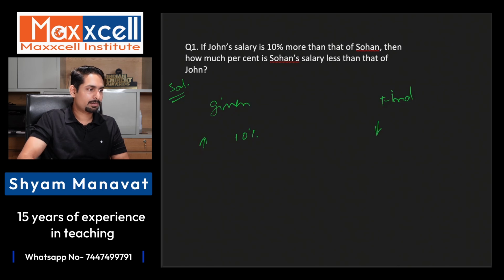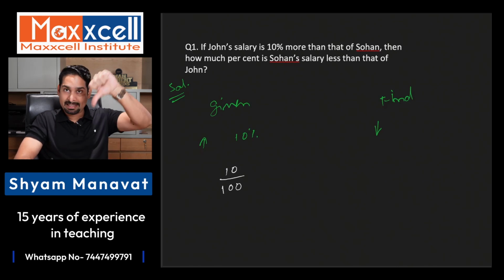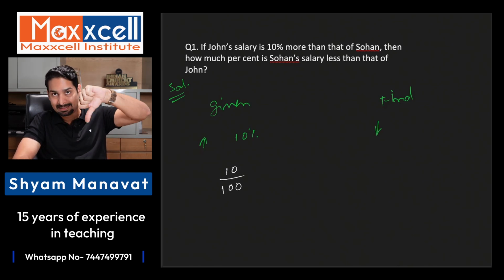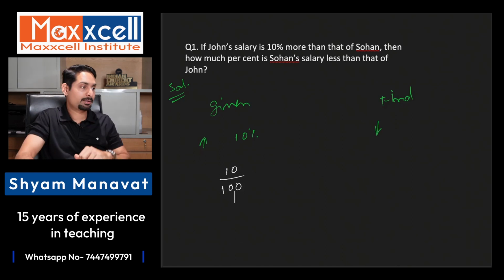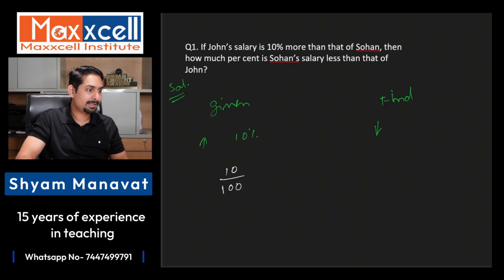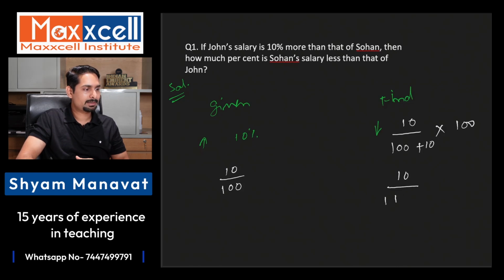So we need to find out less. So more, what is more? 10 upon 100 if I remove the percentage sign. To find less, what do we need to do? To make it less, we need to increase the denominator. So less would be what? 10 upon 100 plus 10 into 100. Correct? We need to increase the denominator. So this becomes what? 10 upon 110 into 100.